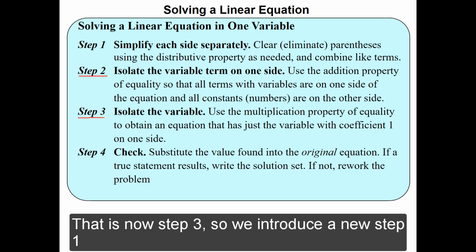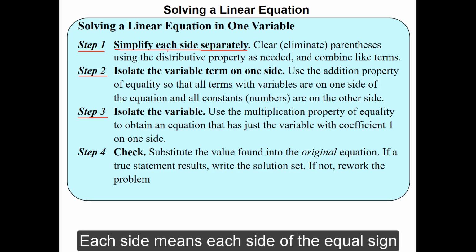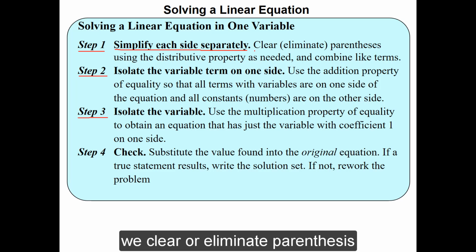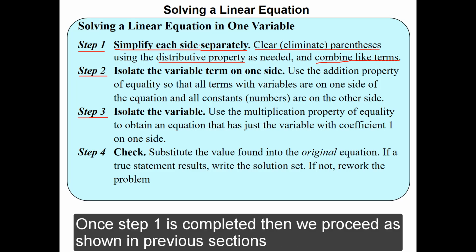That is now going to be step 3, and so we will introduce a new step 1, which is that before you do step 2 and 3, you must simplify each side separately. By each side, we mean each side of the equation, or the equal sign. What we do is we clear or eliminate parentheses, and I will explain that in a minute, using the distributive property, which I will explain. And then we combine like terms. Once we have completed that, then we will proceed as we did in the previous section.